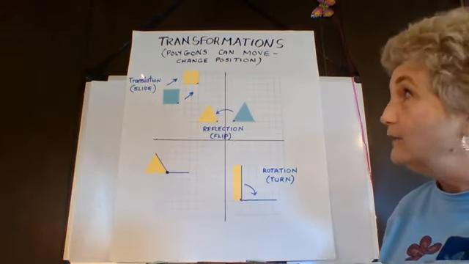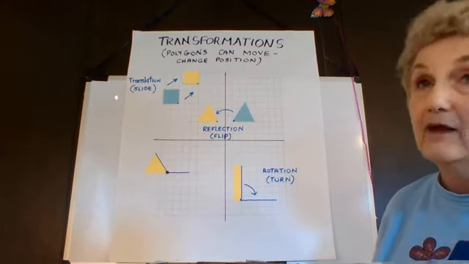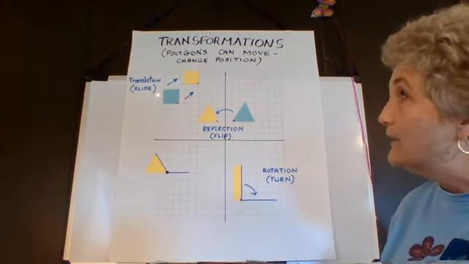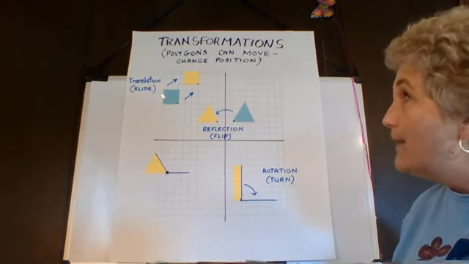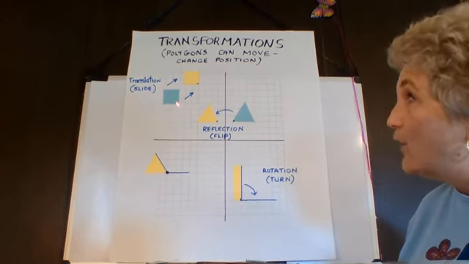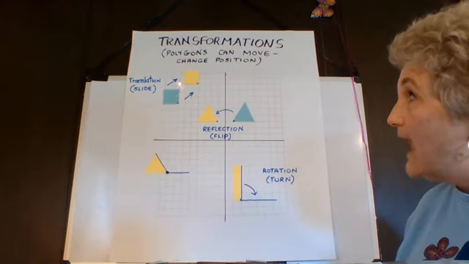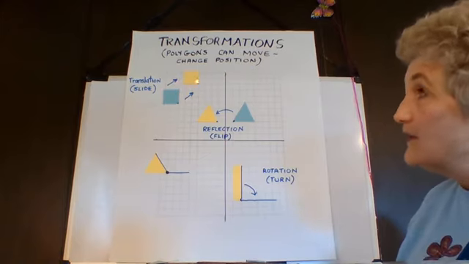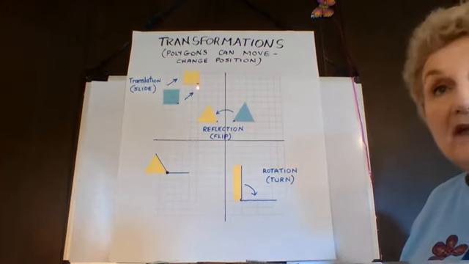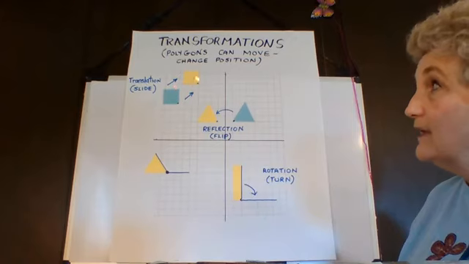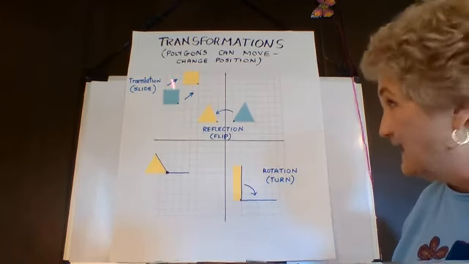There's the slide, which is called a translation. I like to call it a slide. Let's say we're starting with this blue square, and I wanted to move it up 3. So from this point, up 3, and then over to the right 3. 1, 2, 3. The yellow square is where it would end up. It just slid from the blue position to the yellow position. That's an example of a slide or a translation.